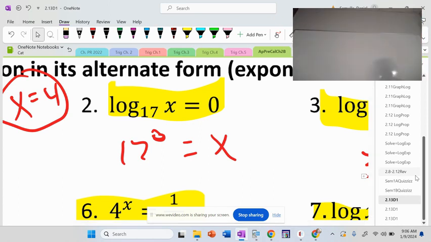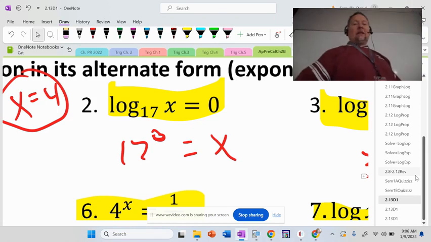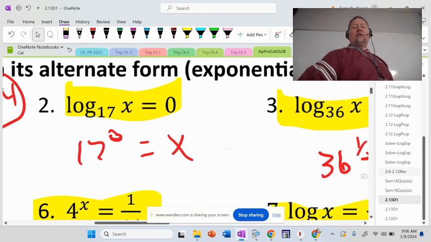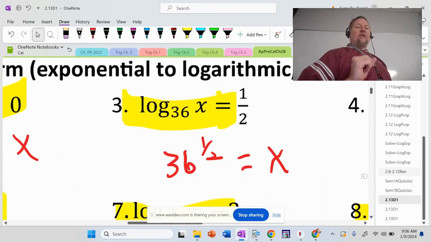But changing a logarithm to an exponent, what's 17 to the 0 power, everyone? 3, 2, 1, go. The answer is 1. Okay, so that's why this works. That makes me understand that x equals 1, and then I could write that. This one's probably good too.